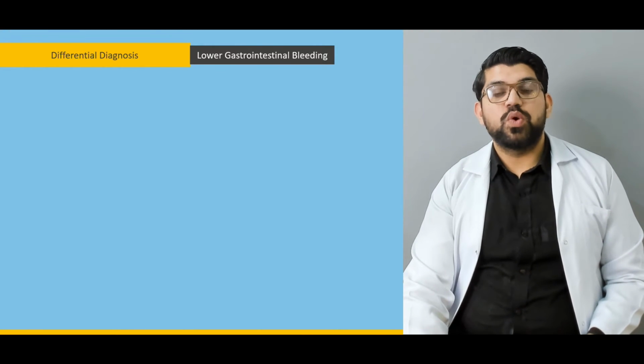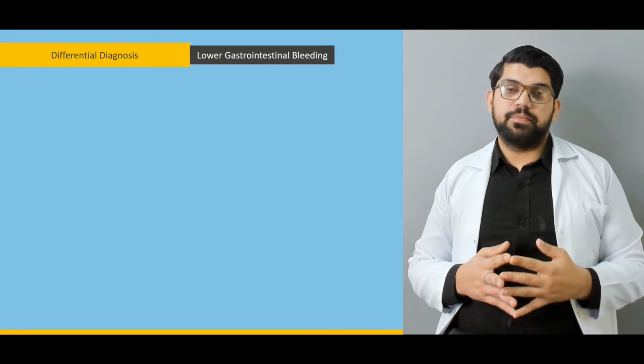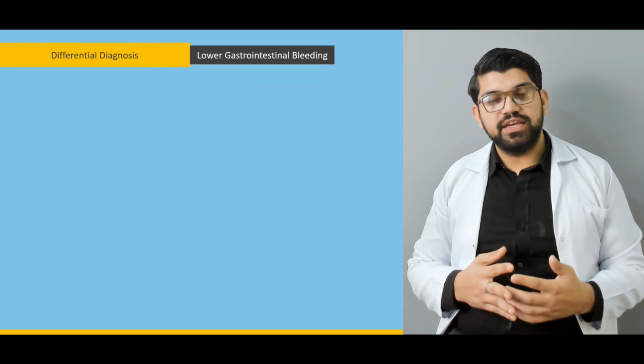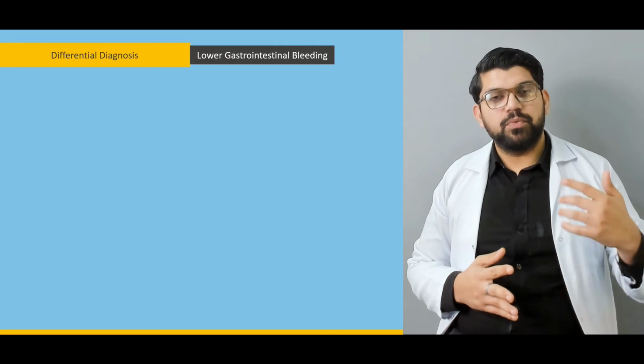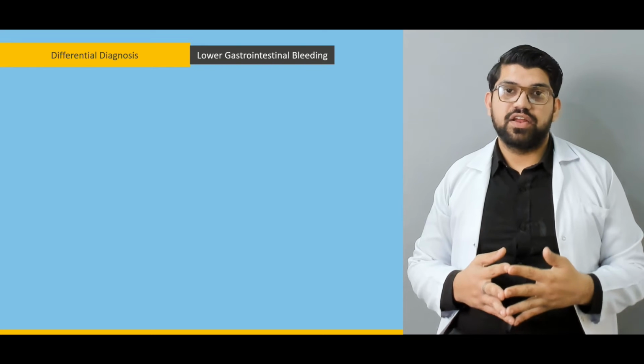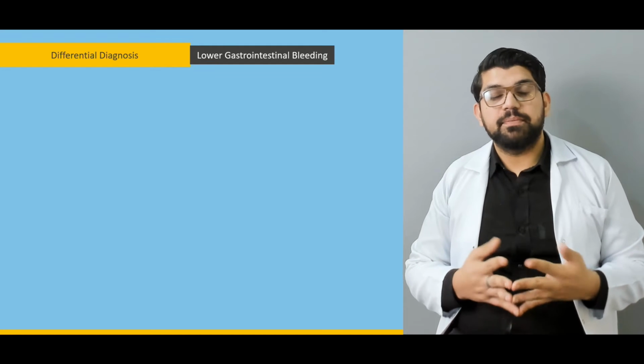So moving on to lower GI bleed. Lower GI bleed presents to you with fresh, reddish blood. It can present with melena, but that is most of the time due to upper GI bleed. Hematochezia is a sign of lower GI bleed. Most of the time, it can be a painless bleed.